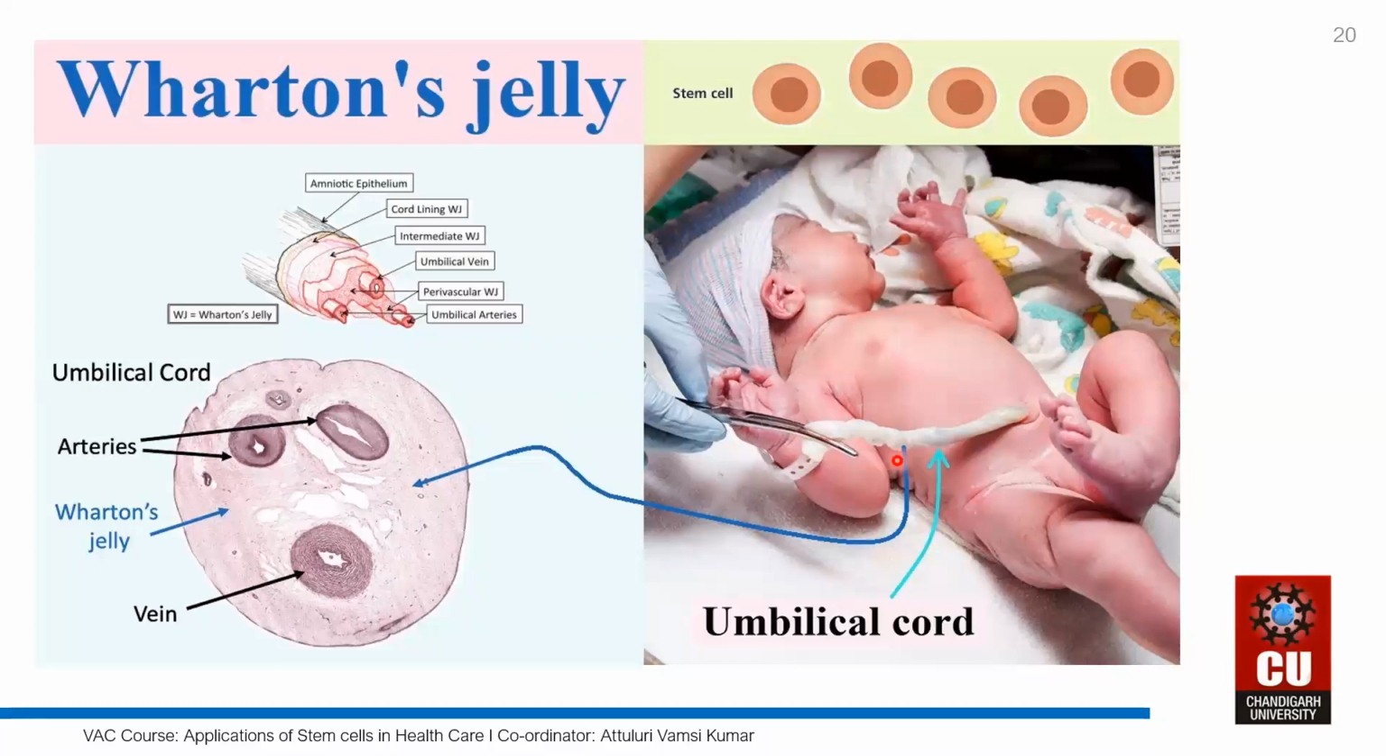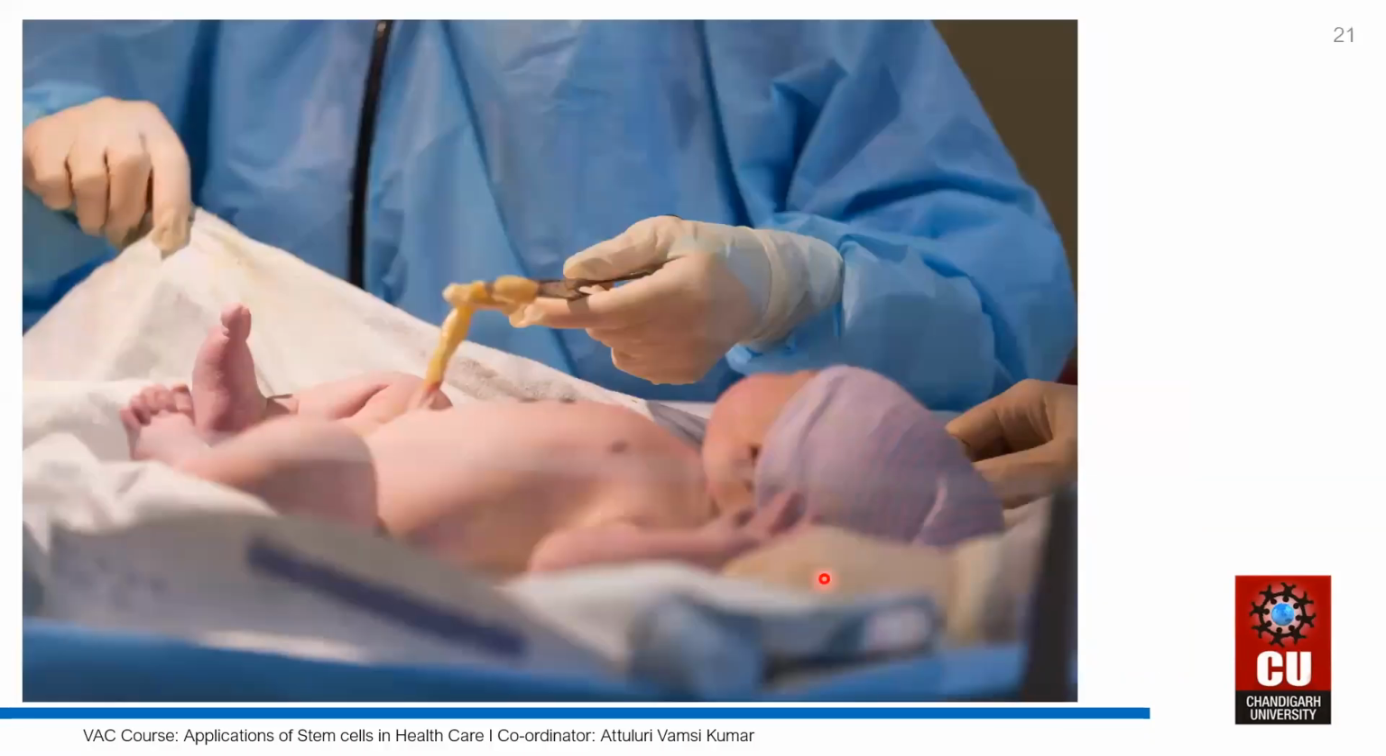Actually, umbilical cord stem cells will be collected in two types. When you cut the umbilical cord, you will see something called Wharton's jelly. This is a fluid present inside the umbilical cord. So we will retrieve stem cells from Wharton's jelly of the umbilical cord, and from the whole umbilical cord we will collect these stem cells. See, this is the procedure of harvesting stem cells from an umbilical cord.